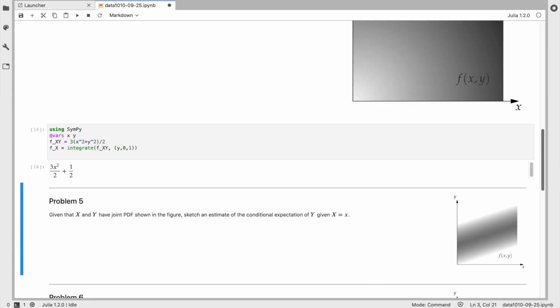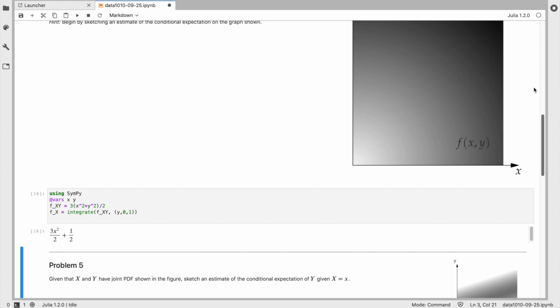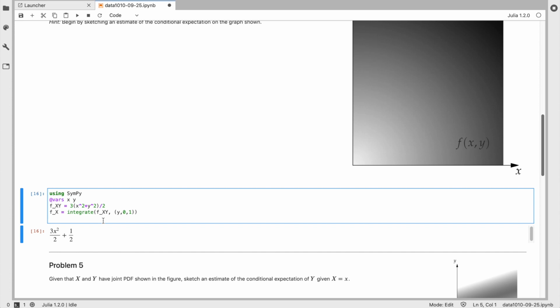So we find that the distribution of x is given by the density 3x squared plus 1 all over 2. And that makes sense. You can see there's more probability mass on the right edge than the left edge, but there's still a decent amount over here. And if we want to find the conditional expectation, we just need to integrate y times the conditional density from 0 to 1.